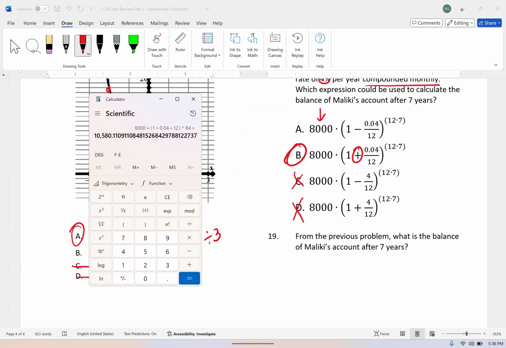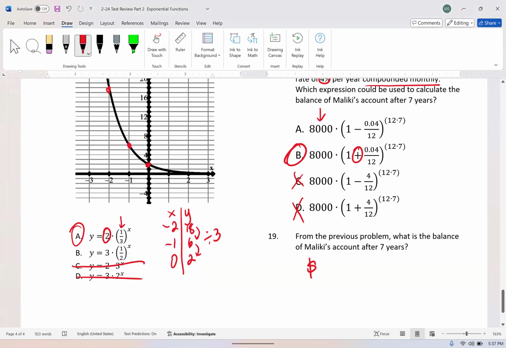So $10,580.11. It's 0.110. So we'll do 0.11. $10,580.11 after 7 years. All right, so all we were doing is taking this answer, putting it into our calculator.